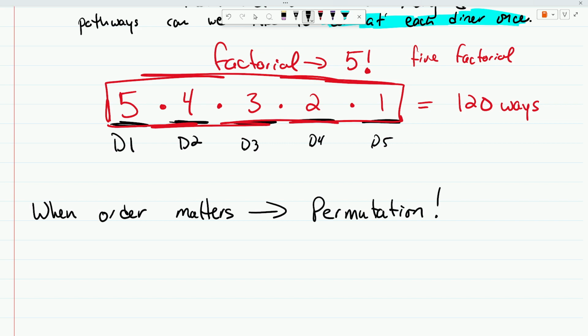All right? So order matters, no repeating objects. They scream permutation.